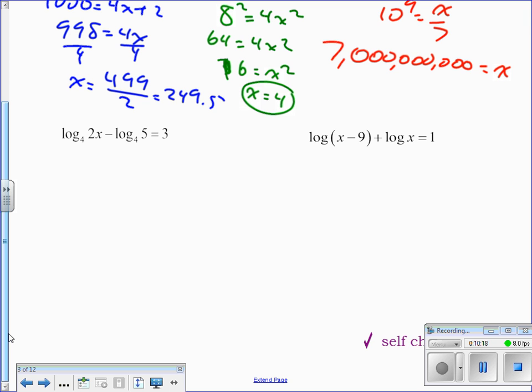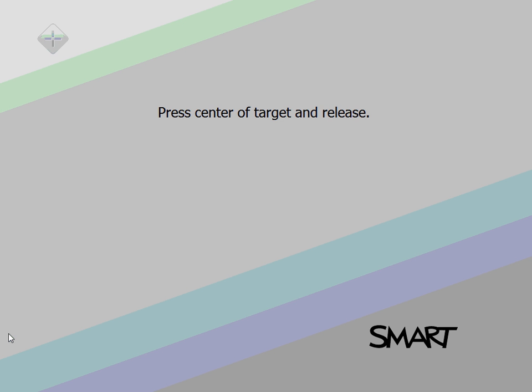Combine them up into one log first. Log base 4 of 2x over 5 is equal to 3. Loop it around, 4 cubed is equal to 2x over 5. Multiply both sides by 5. Oh, hang on.